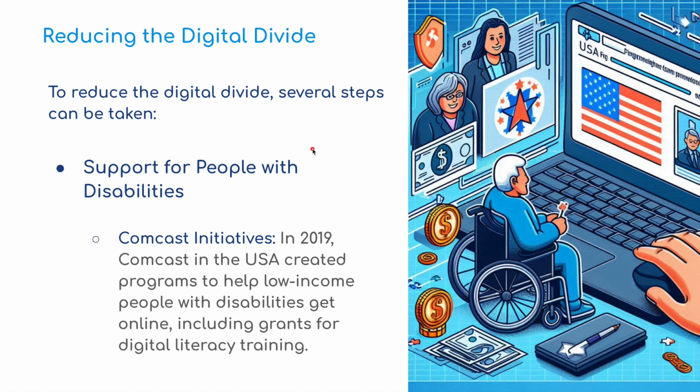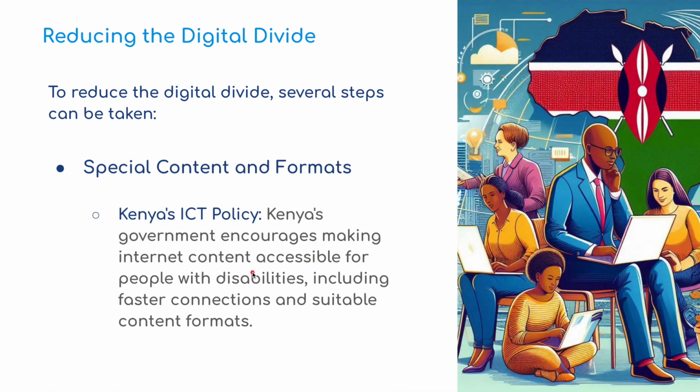Support for people with disabilities. Companies such as Comcast initiatives. In 2019, Comcast in the USA created programs to help low-income people with disabilities get online, including grants for digital literacy training. Okay, this was in the USA. Kenya, their ICT policy. Kenya's government encourages making internet content accessible for people with disabilities, including faster connections and suitable content formats. For partially sighted, maybe making text larger.